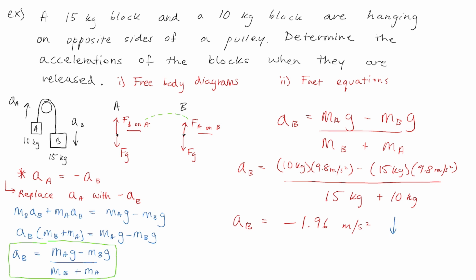Now we also need to find the acceleration for object A, but that's easy because the acceleration for A is just equal to negative the acceleration for B. So object A is accelerating at positive 1.96 meters per second squared, which makes sense because it's accelerating up. And so that's how you use Newton's third law to answer questions about objects that are connected by ropes. And I urge you to practice these pulley questions because they come up all the time in the forces unit.